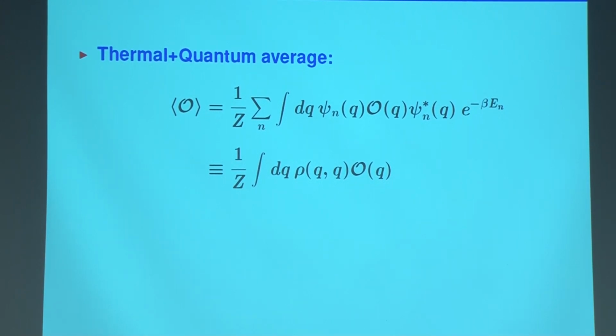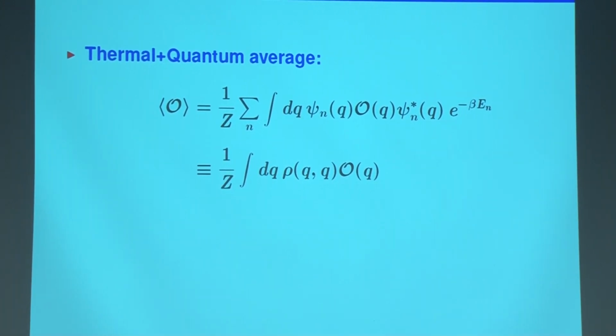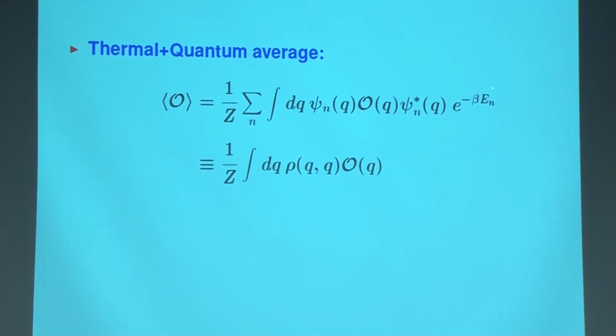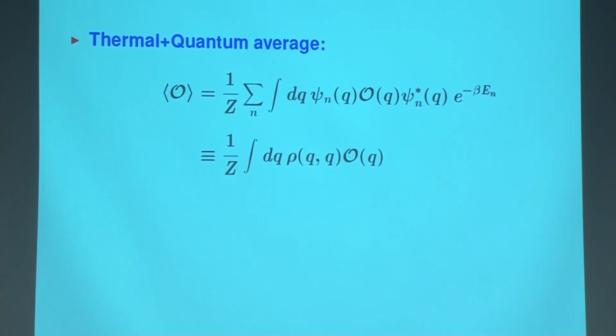Then I come around and say, well, actually I do not know which energy state it is. It is actually in thermodynamic equilibrium at temperature T. Therefore, the probability that it is in energy state En is e to the minus beta En, with some normalization factor here. If it is in that energy state En, then this is the expectation value, but the probability for it to be in that is e to the minus beta En. So, I have to sum over all n in order to take an average over thermal and quantum. So, the thermal plus quantum average of this system is given by this expression.